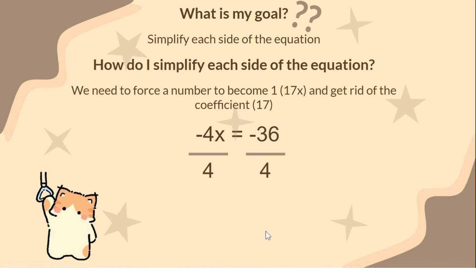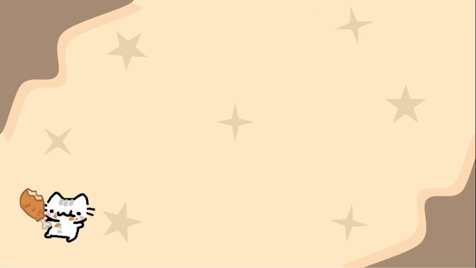First we got to know the golden rule of algebra: whatever we do to one side, you got to do to the other. So when we divide negative 4x by 4, we also got to divide negative 36 by 4, and also we need to know that negative 1x is just x. So it would actually be negative 1x equals 9, or negative 9. And we can just turn that into negative x equals negative 9.